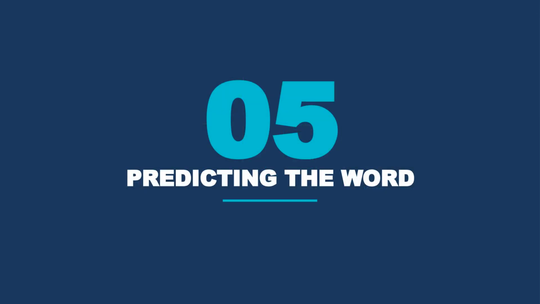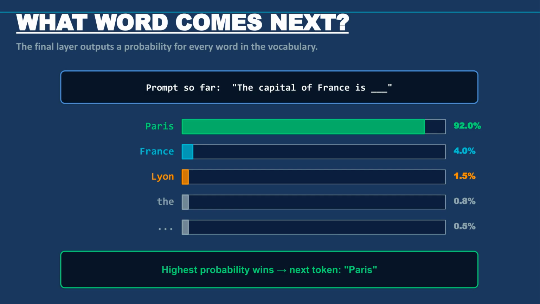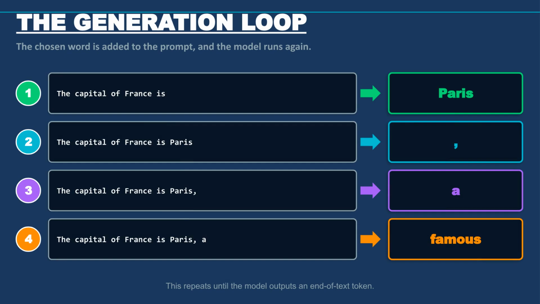The 4th stage is predicting the next word. After passing through the transformer layers, the model outputs 50,000 probabilities, one for every word in the vocabulary. For the prompt, "The capital of France is," the model calculates probabilities for possible next words. Paris has the highest probability, making it the selected next token. This begins the generation loop. The predicted word is added to the prompt, and the model runs again to predict the next word, repeating until an end-of-text token is generated.